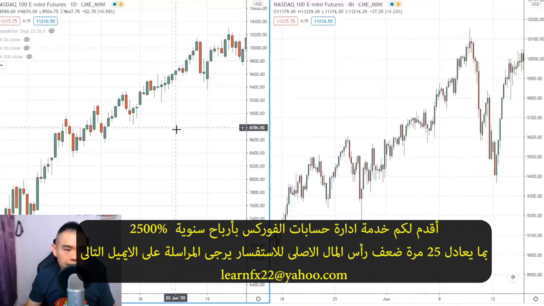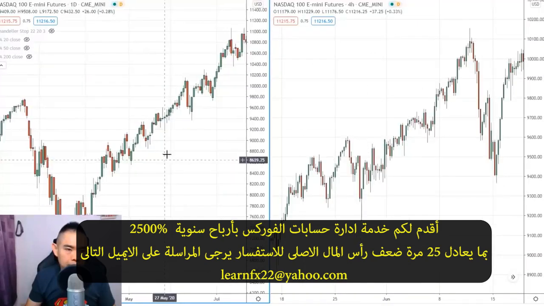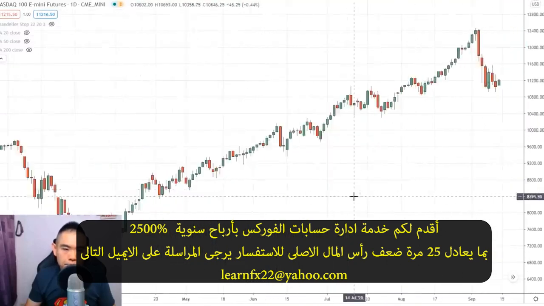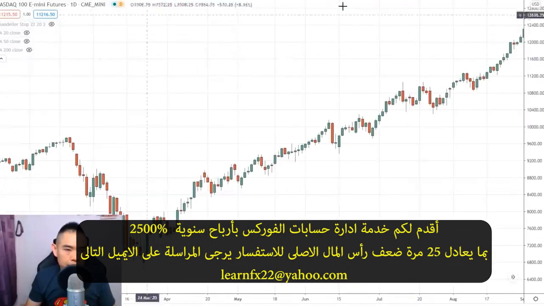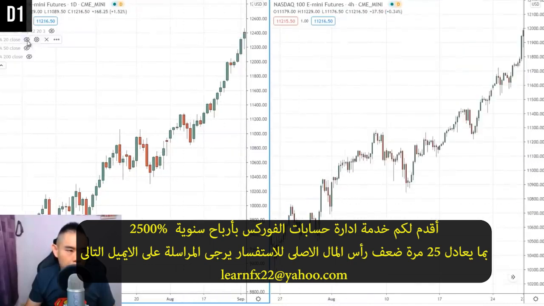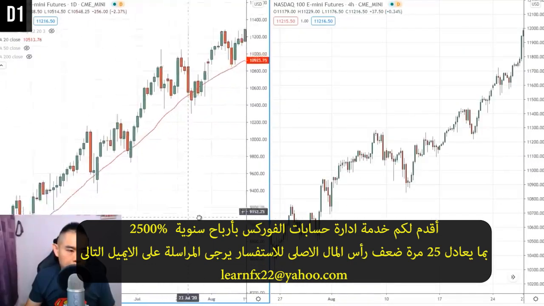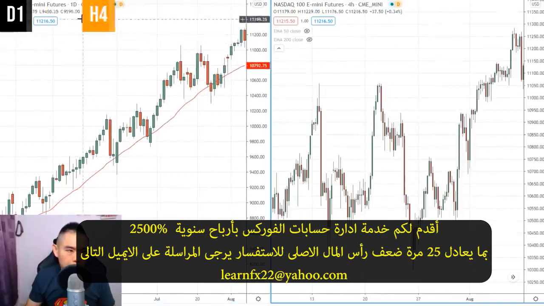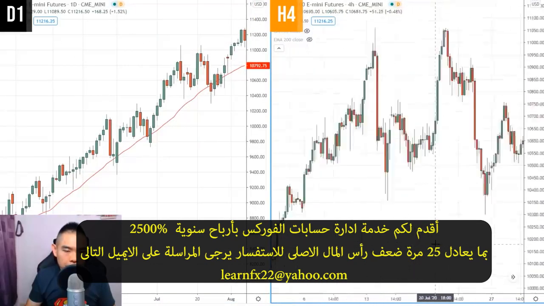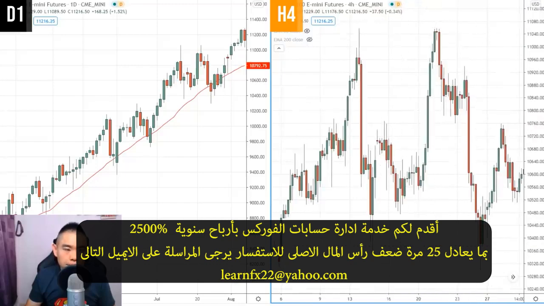Over here, this is the daily time frame. Let me just make the charts bigger. This is NASDAQ. Let me just pull out the two charts again. This is the daily time frame on NASDAQ. Pull out the 20 MA. And over here, let's make it the 4-hour time frame. Okay, so over here, same thing.